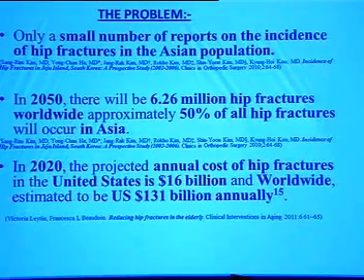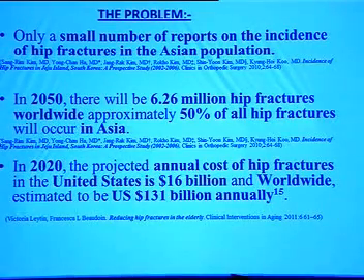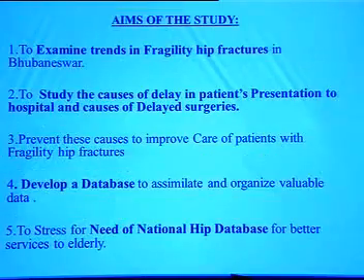The problem is that there are only a small number of reports of the incidence of hip fractures in the Asian population. By 2050, there will be 6.26 million hip fractures worldwide, of which 50% will occur in Asia. In 2020, the annual cost of hip fractures was $16 billion in the US and $131 billion worldwide.